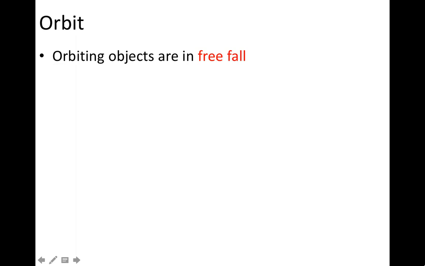In the next example that I'm going to do, I'm going to look at the force of gravity acting on a satellite in orbit. And before I do that, I want to briefly discuss orbiting objects. An orbiting object is in free fall. The only force acting on it in space is gravity, and that situation is what we describe as free fall.